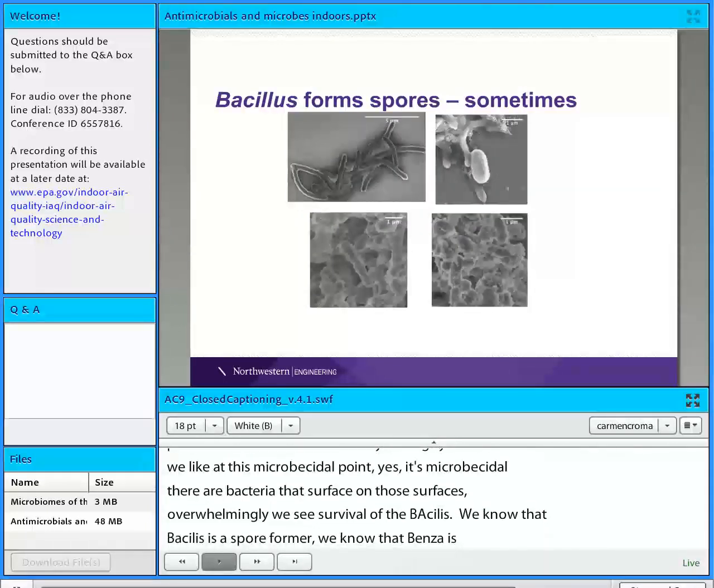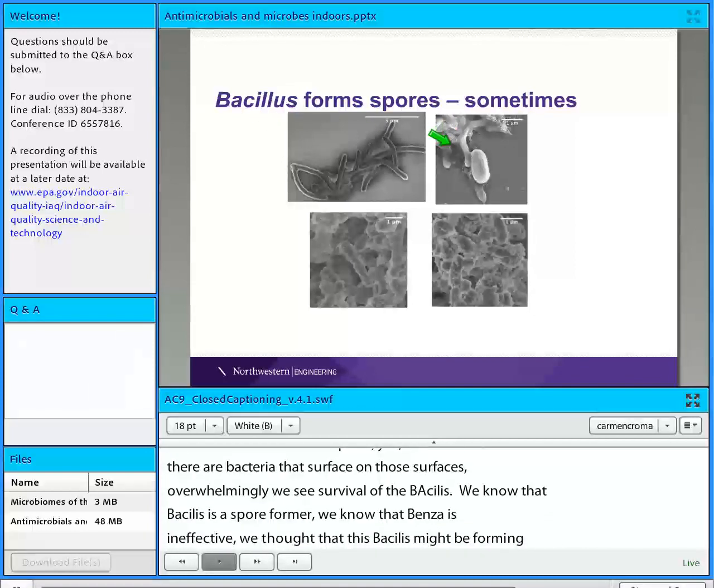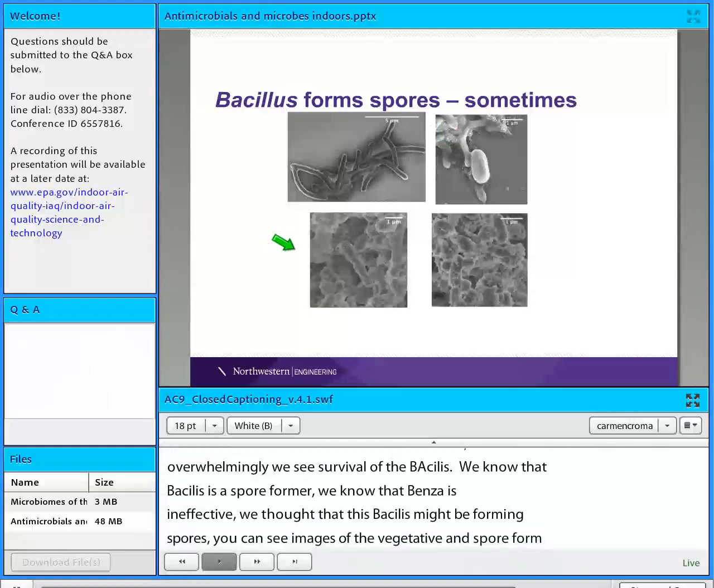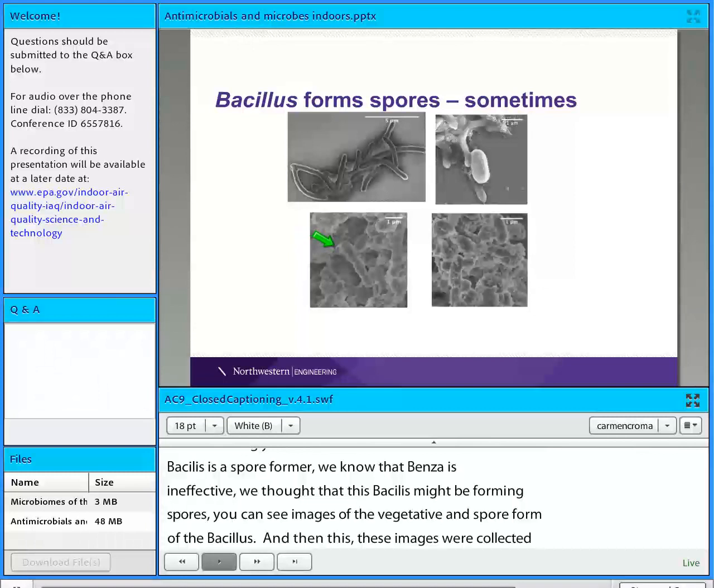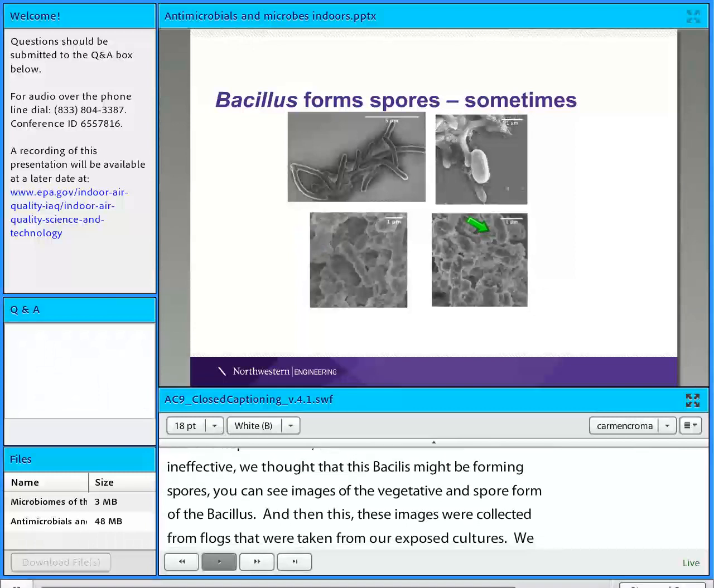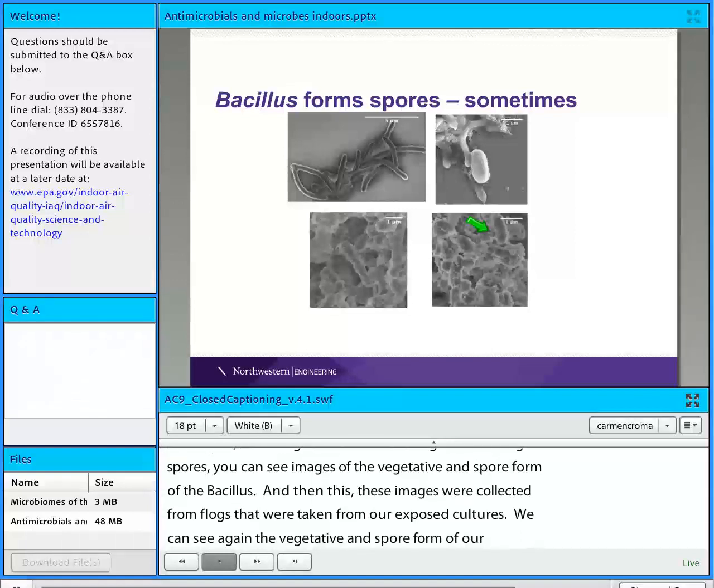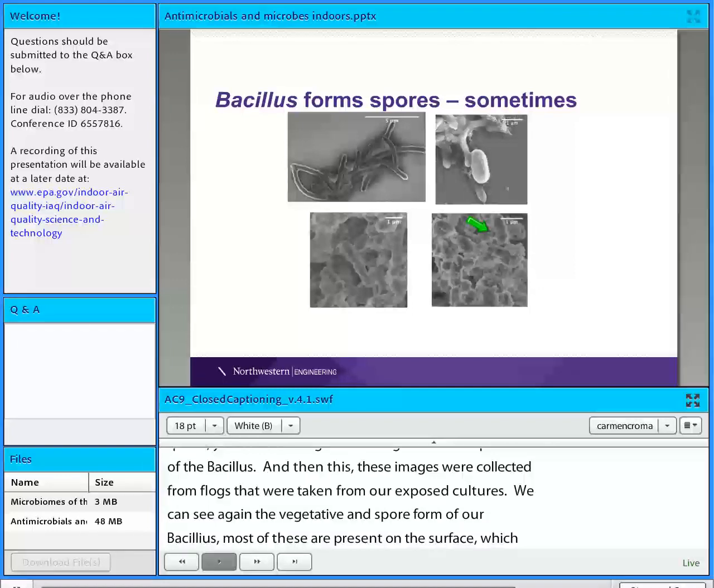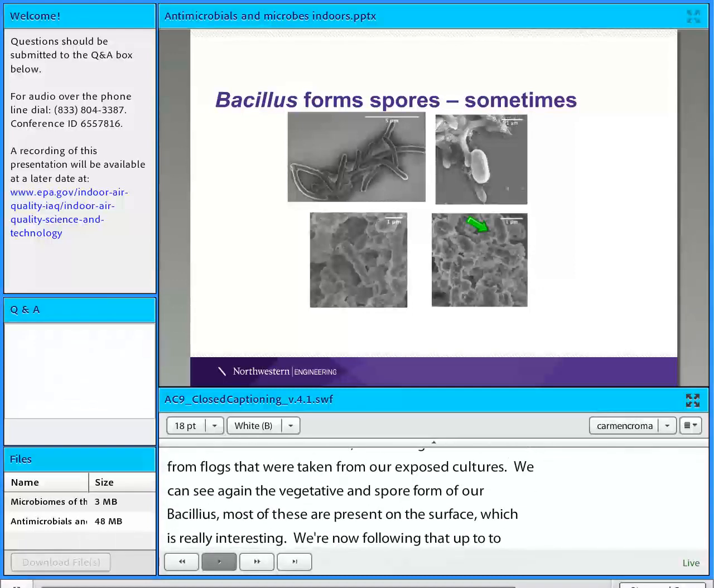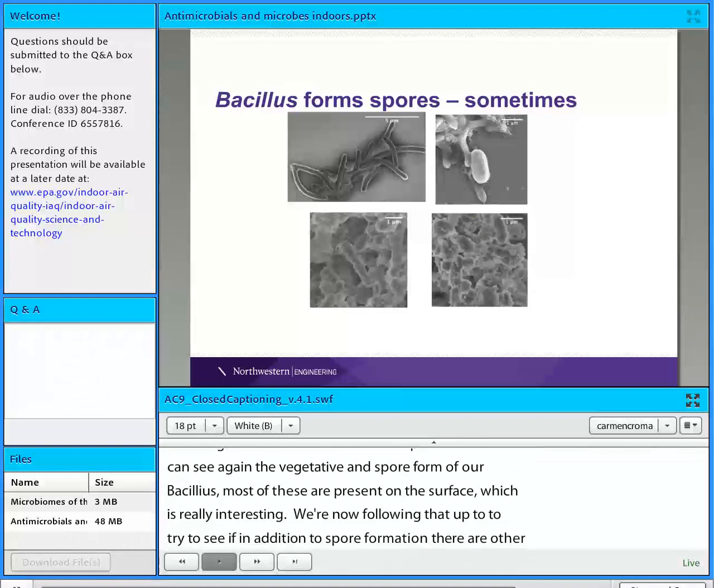So we followed that up, and what you can see here are images of the vegetative and spore form of the Bacillus. These images were collected from swabs that were taken from our exposed cultures. And we can see, again, the vegetative and spore form of our Bacillus. So both of these are present on the surfaces, which is really interesting, and we're now following that up to try to see if, in addition to spore formation, there are other survival strategies that Bacillus are using on these surfaces.